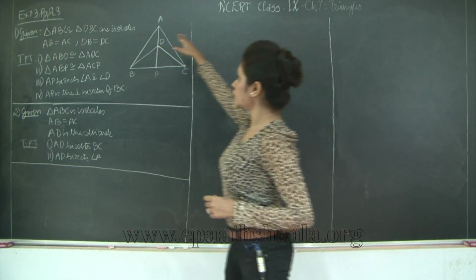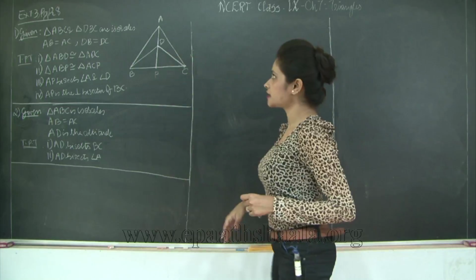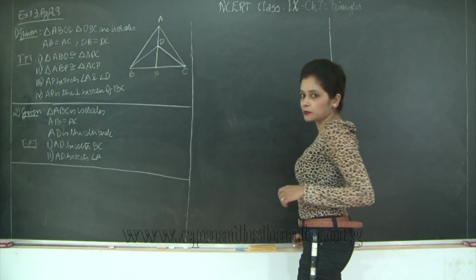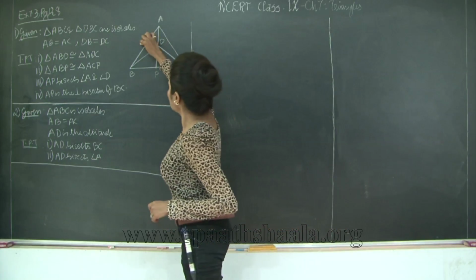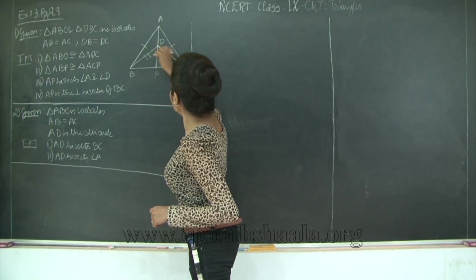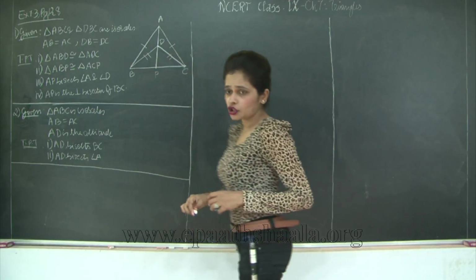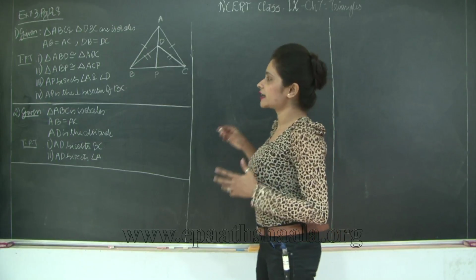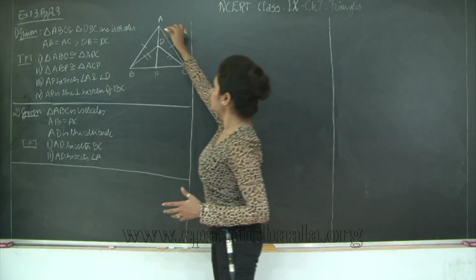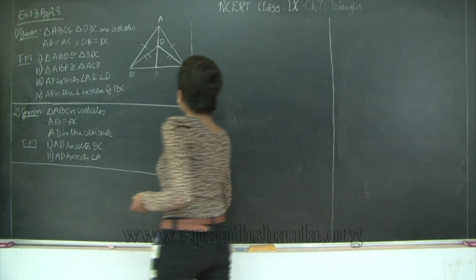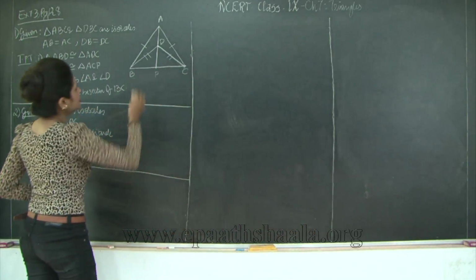So we have a triangle ABC and a triangle DBC within it, which are isosceles on the same base, which means that AB is equal to AC and DB is equal to DC. So what do we need to prove? We need to prove that triangle ABD and triangle ACD are congruent. So let's take a look at these two triangles, ABD and ACD.